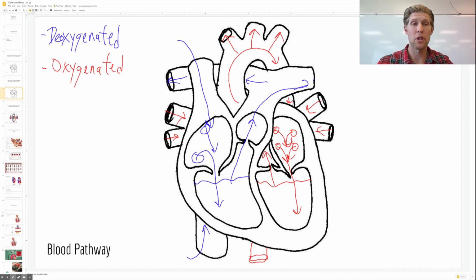So that's how blood flows through your body. It's super important. Make sure you review this multiple times. Make sure you get it in order. We'll just go through it one more time. Inferior and superior vena cava bring blood into the right atrium. Then blood flows through the right atrium into the right ventricle through the tricuspid valve.